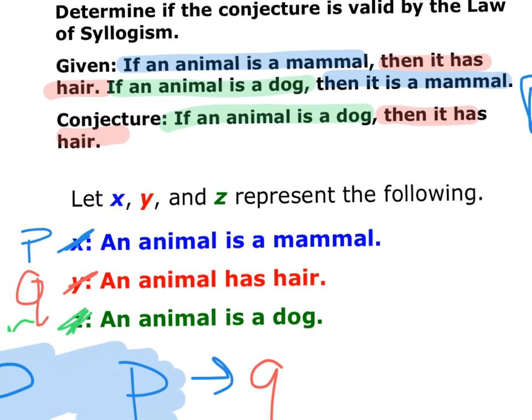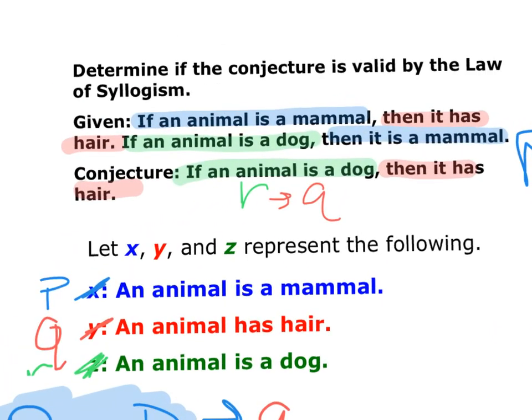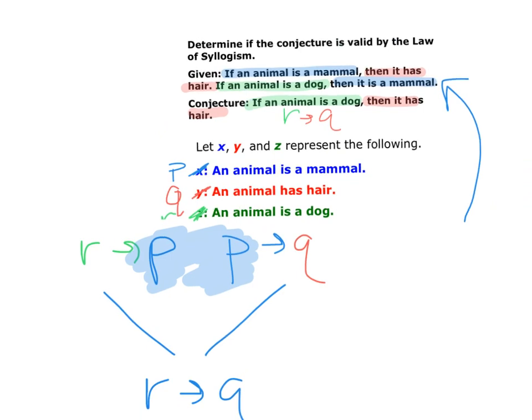What is this one saying? If an animal is a dog, that was our R, then it has hair, that's our Q. So is this conjecture valid? Yes. So we just rearranged the given. We made the first sentence our second and the second sentence our first. So therefore, the conclusion of one is the same as the hypothesis of the other. So this would be valid.